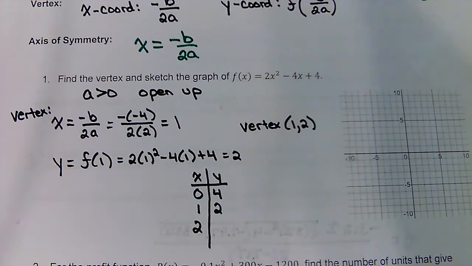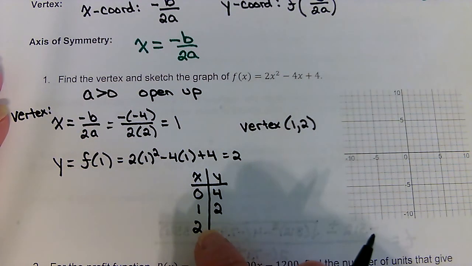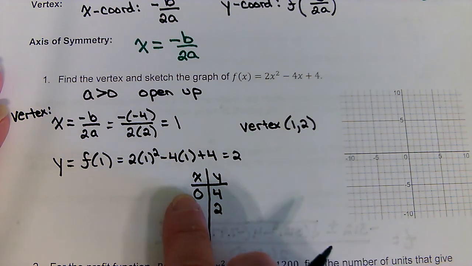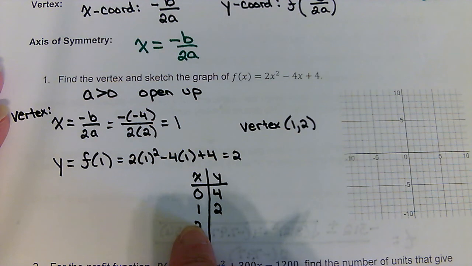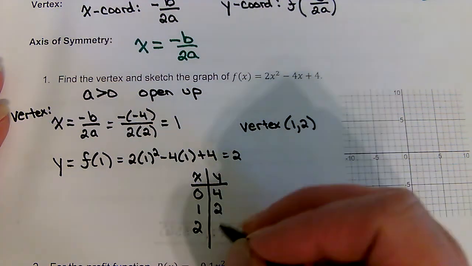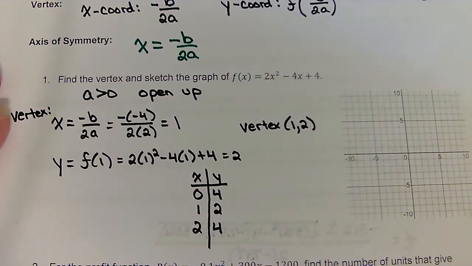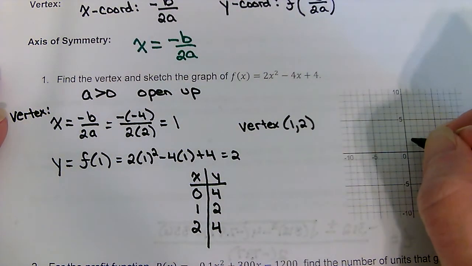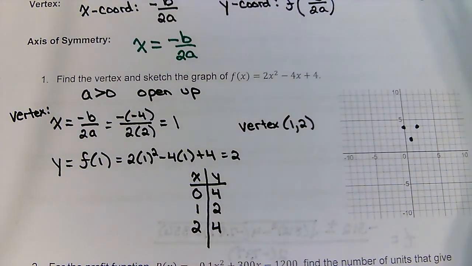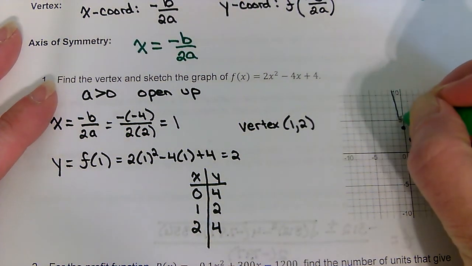And I'll show you something neat. If this is symmetric, and we're going one spot over from the vertex and one spot over on the other side, if this one has a y value of 4, so will this one. So my vertex is at 1, 2. I'm cutting through 0, 4, and 2, 4. And that's 3 points. That's enough to get an idea of how wide this graph is or how narrow it is. And so we can sketch the graph.